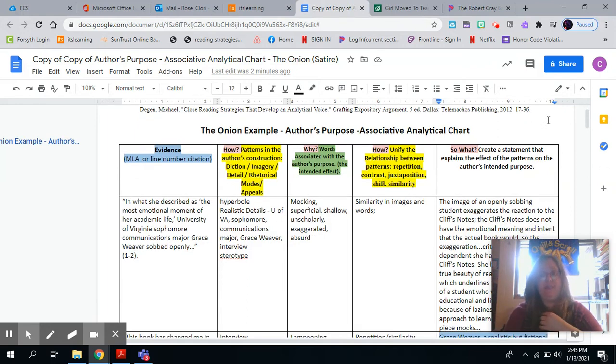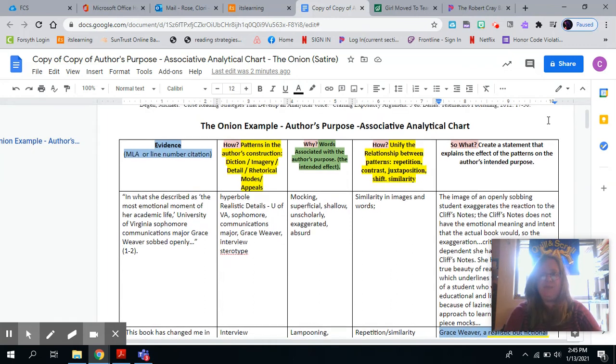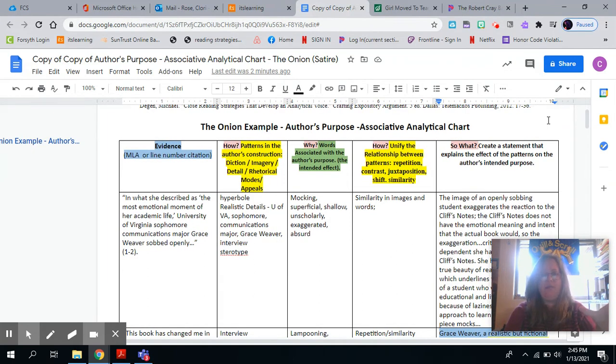We've had a lot of questions, and again, I didn't create this chart. I got this at an AP training, and I'm trying it out for the first time. So forgive any of the confusion, please, but I hope that this clarifies some things. Several people had some questions about this column, the how patterns in the author's construction work or appeal to the audience, and then the how the unifying relationship between the patterns that you see. Is there some kind of repetition, contrast, juxtaposition, shift, or similarity?